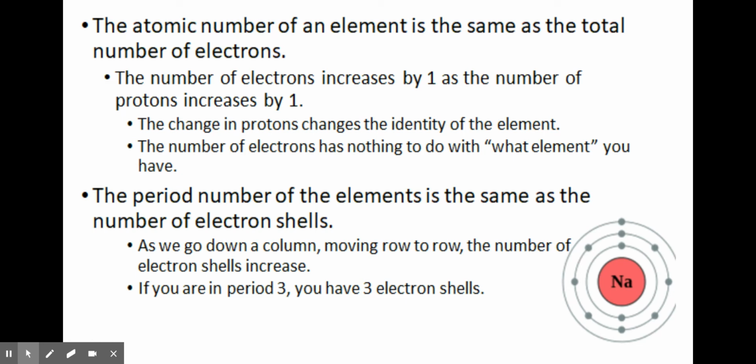The number of electrons really doesn't identify what element we have, but we just know that currently, since we're dealing with stable atoms, protons and electrons, or your positives and negatives, have to balance each other out. Okay. The period, or we also call the row number of the elements, is the same as the number of electron shells. Okay. As we go down the column, let's say from hydrogen all the way down to francium, you are increasing the number of shells that you have.